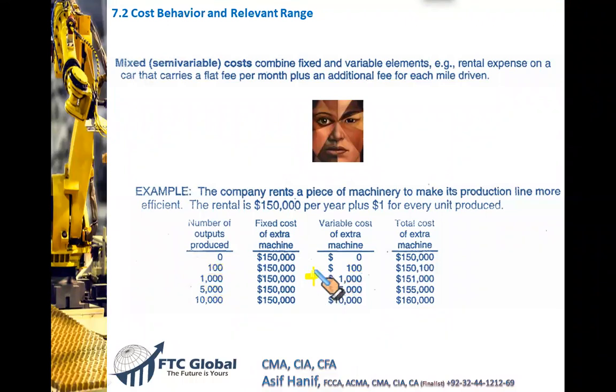So what would be the total cost? Total cost is fixed plus variable. Fixed plus variable gives you 155. So mixed cost is the combination of fixed and variable. This looks quite nice, quite easy, because fixed and variable have been nicely given separately, and you can add these up to get your final figure for total cost.